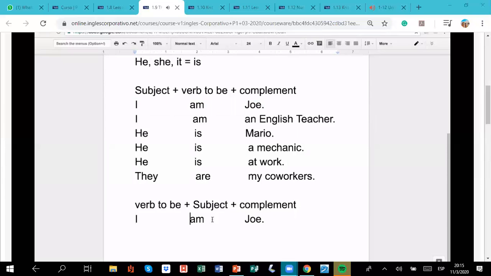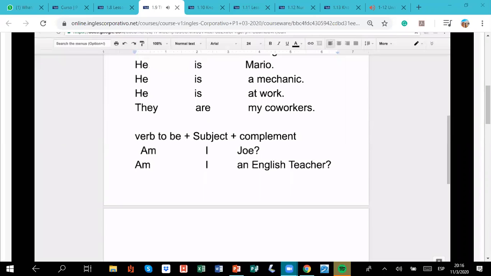And as I mentioned, what we're going to do is change the verb to be to the beginning, and put the pronoun there. So let's look at that. This one changes here. And there we go. So the first question is, am I Joe? Yeah, obviously you need to change things like spelling at the beginning with capitals. Am I Joe? Okay. And the next one, I am an English teacher. What I'm going to do is change the order and I'm going to say, am I an English teacher? All right, and then we put a question mark at the end.